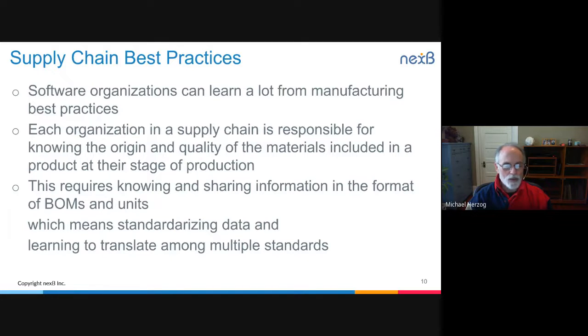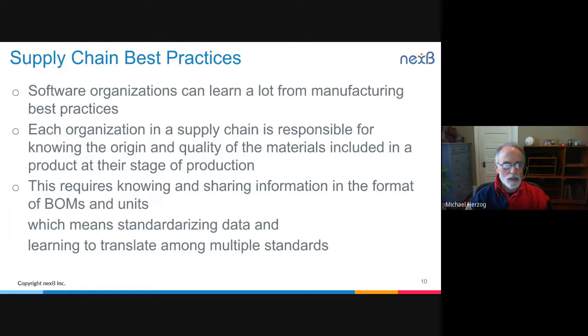You end up dealing with translation capabilities, so you can translate this part number here equals that part number there. It's not, again, a single standard. It's a set of standards. And you just have to learn to translate among the multiple standards that are relevant to your part of the business. Not everybody has to learn all of them. But these were just the very basic practices.